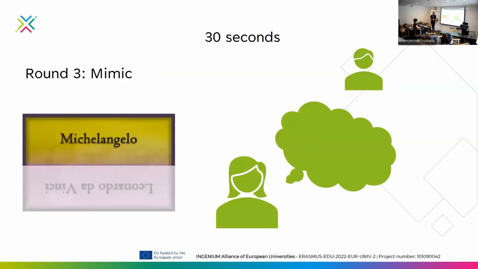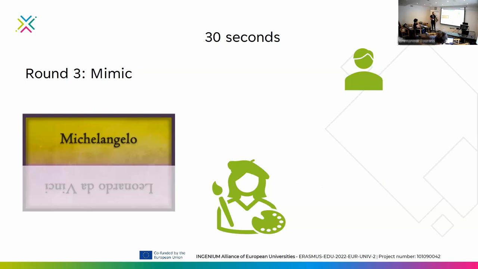And in the third round, after the first round where you make the whole description, and the second round where you use just one word, in the third one you have to use mimic. It is the funny part. You have to try to explain, for example, if it's Michelangelo, you can sculpt, or maybe use the nunchakus, whatever you want. Everything is very funny. You can also mimic a painting or something like that. And then, oh, okay, Michelangelo, perfect.